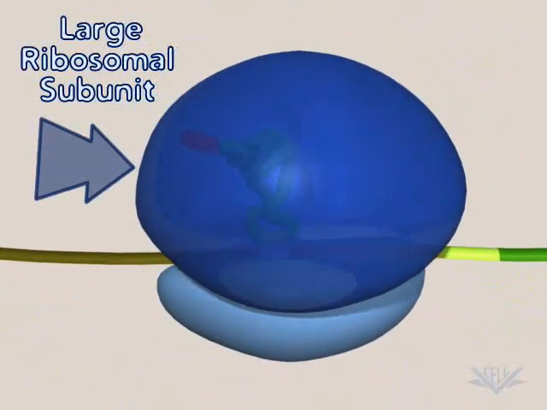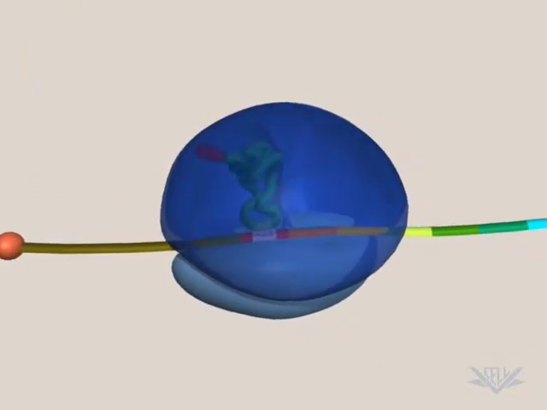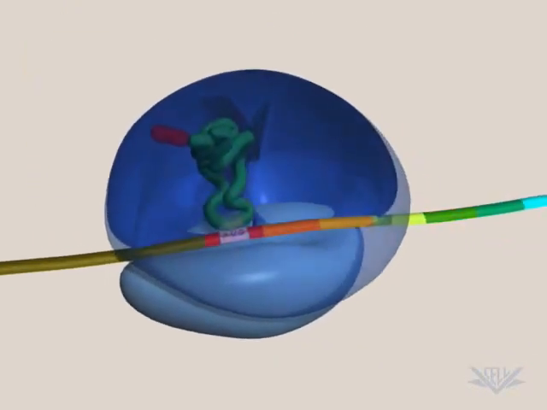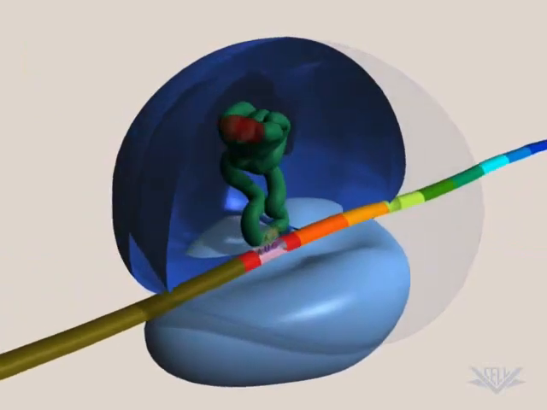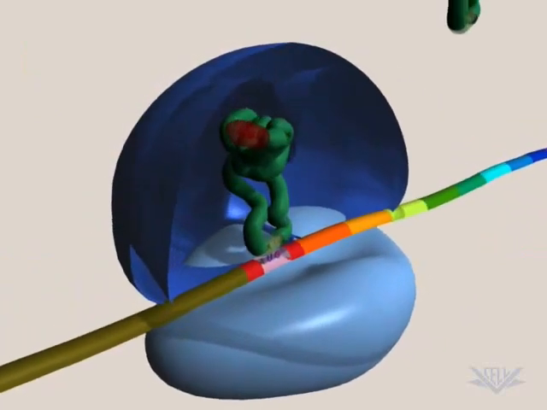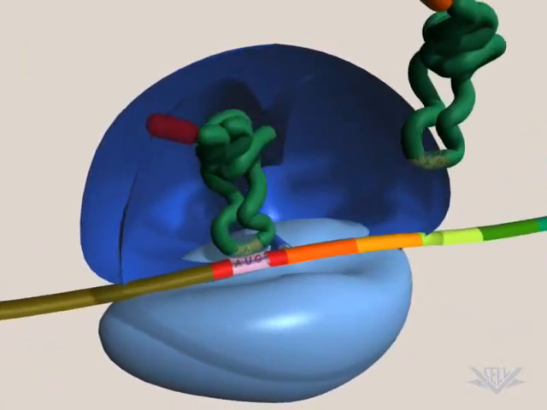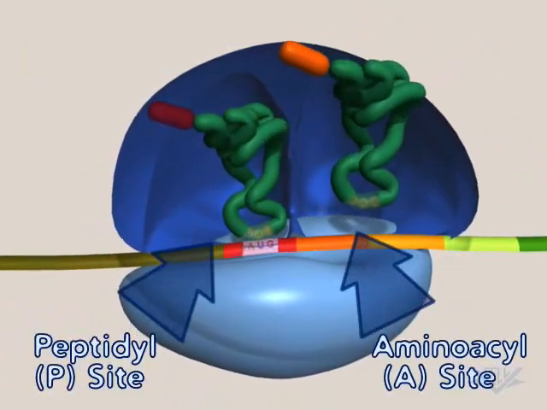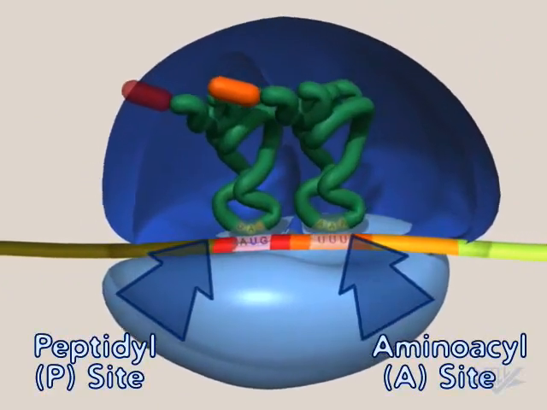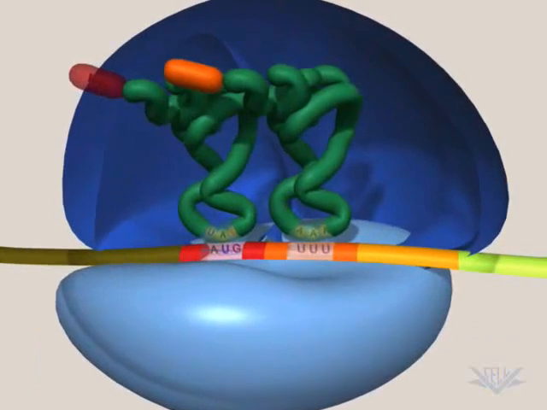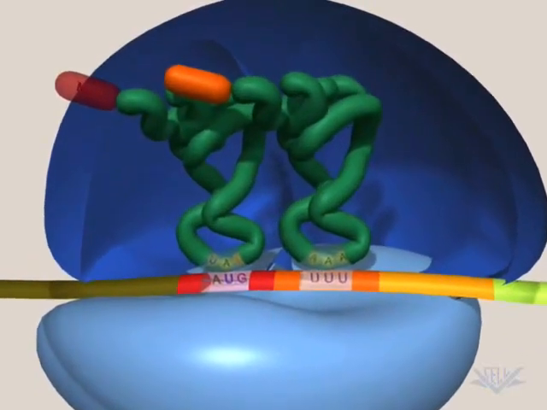The large subunit of the ribosome now binds to create the peptidyl, or P site, and the aminoacyl, or A site. The first tRNA occupies the P site. The second tRNA enters the A site and is complementary to the second mRNA codon.